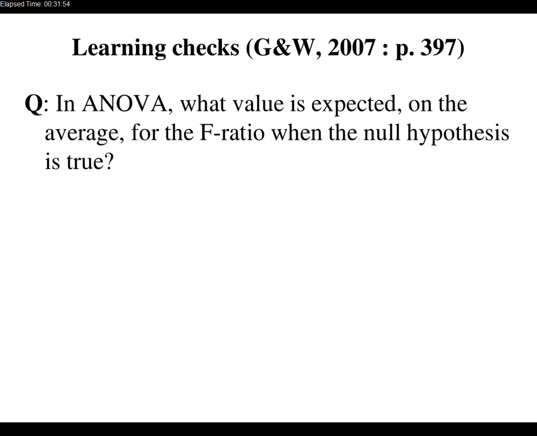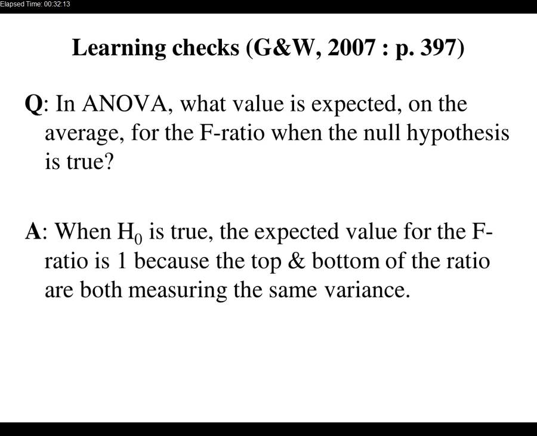Here's another question. In ANOVA, what value is expected on average for the F ratio when the null hypothesis is true? The number on the top is going to be the same as the number on the bottom. I gave you an example: 6 divided by 6 is 1. So when the null hypothesis is true, the expected value for the F ratio is 1, because the top and bottom are measuring the same variance.